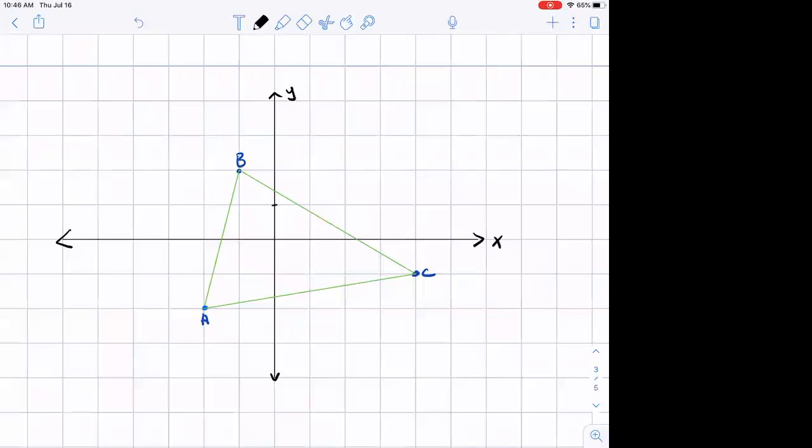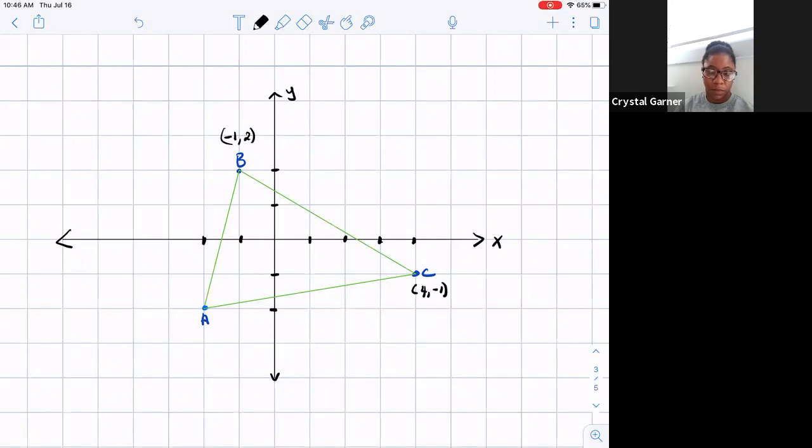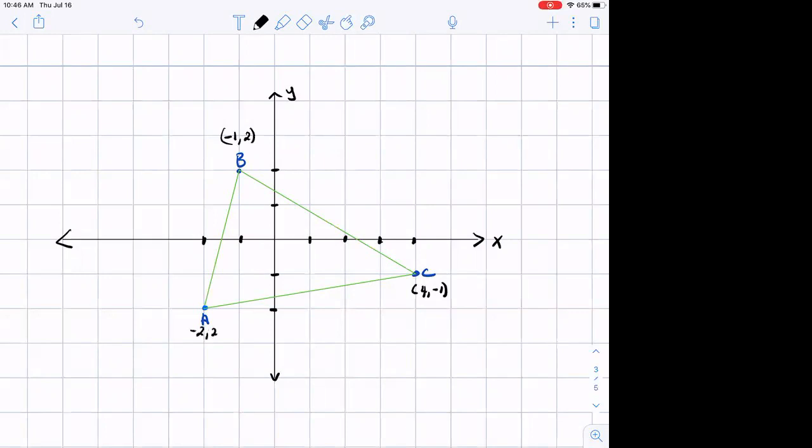And assume each one of these is 1 unit, okay? So you actually know the coordinates of A, B, and C. So 1, 2, 3, 4, for example, this is gonna be 4, negative 1. This is gonna be negative 1, 2. And this is going to be negative 2, negative 2. Now, let's see how many of you are really thinking, and let's see how many of you are what we call street smart.